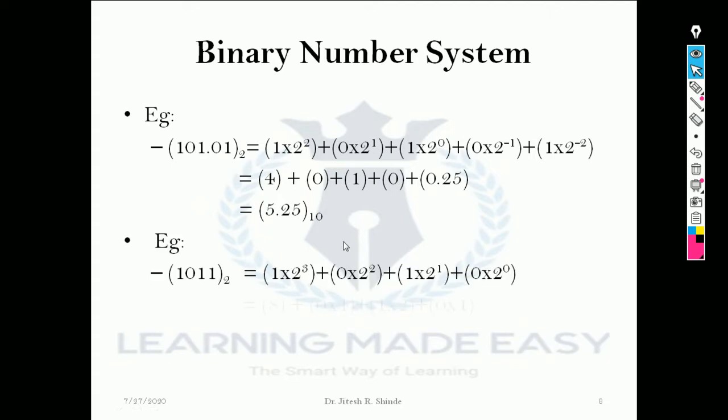Another example, how we can convert the binary number 1011 into a decimal number. 1 into 2 to the power 3 plus 0 into 2 to the power 2 plus 1 into 2 to the power 1 plus 0 into 2 to the power 0 equals 8 plus 0 into 4 plus 1 into 2 plus 0 into 1. The result here is 8 plus 2, 10, plus 0, 11. Here I had made a mistake, so on rectifying the mistake, the final answer we are getting is 11.